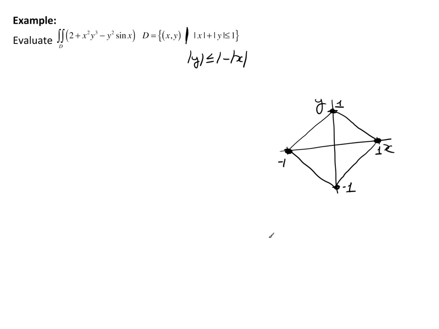Okay, so how am I going to integrate this thing? Well, let's see. First thing I want to do is write the equations for each of these segments. So this first segment right here is going to be y equals negative x plus 1. And this one's going to be y equals x minus 1. And this one's going to be y equals negative x minus 1. And this one's going to be y equals x plus 1.